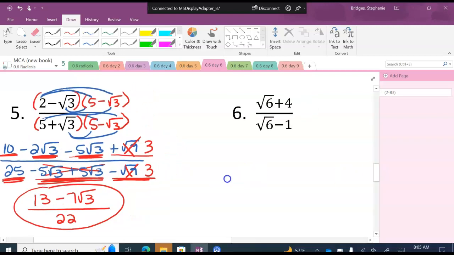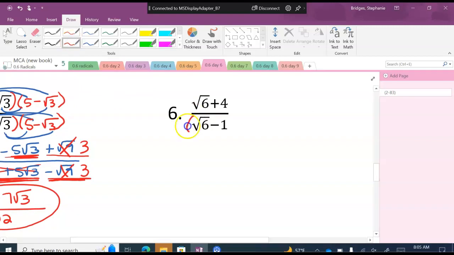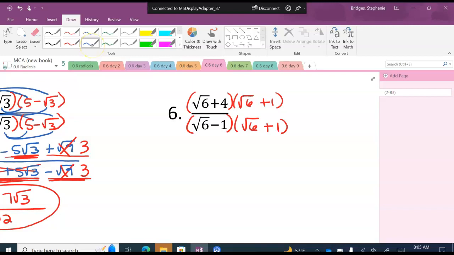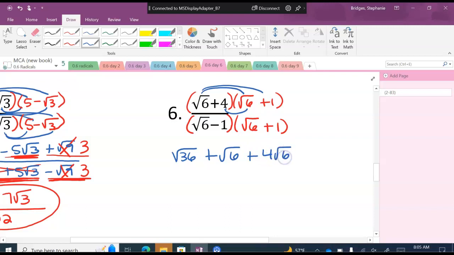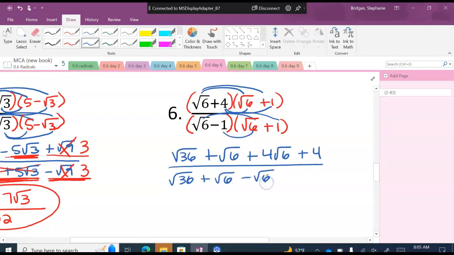All right, if I'm multiplying by the conjugate of the denominator, what is the conjugate of the square root of 6 minus 1? And we're going to multiply the top and the bottom by that. So let's see, square root of 6 times the square root of 6 is the square root of 36. That's plus the square root of 6. That's plus 4 square roots of 6, and that's plus 4. And then into the denominator, that is the square root of 36 plus the square root of 6 minus the square root of 6, minus 1. And then I've got a couple of perfect squares I'm going to go ahead and simplify.